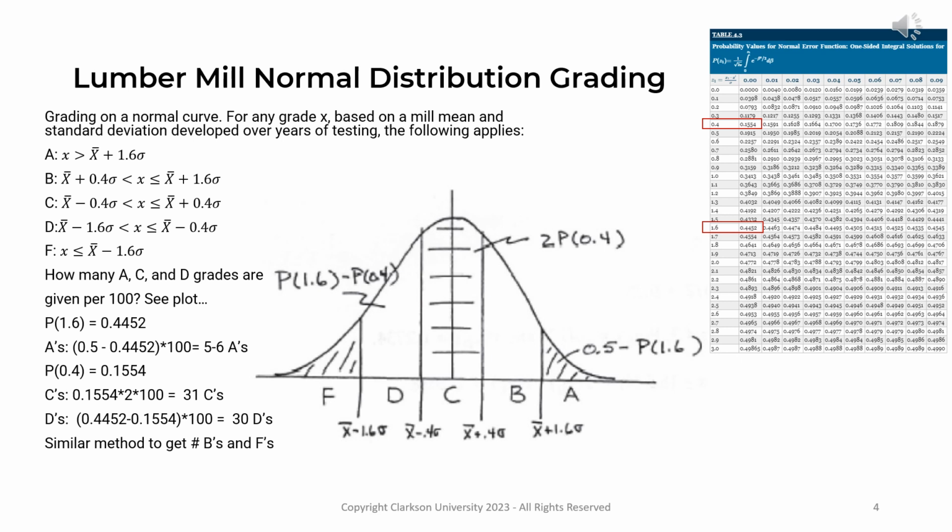Since we don't have a decimal number of boards, we count it to the nearest whole number, between 5 and 6 A's. The 0.5 comes from the normal distribution: from the mean in the very middle all the way to the tail is a total probability of 0.5, and that's symmetric on both sides.